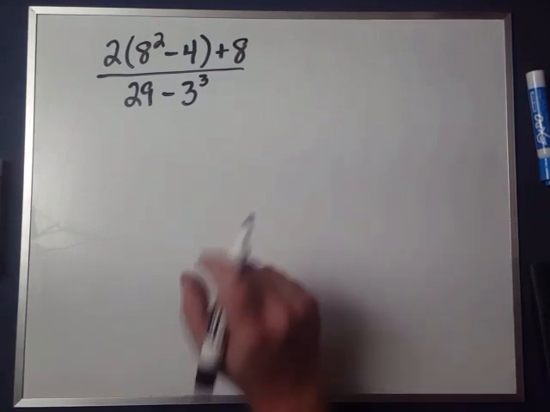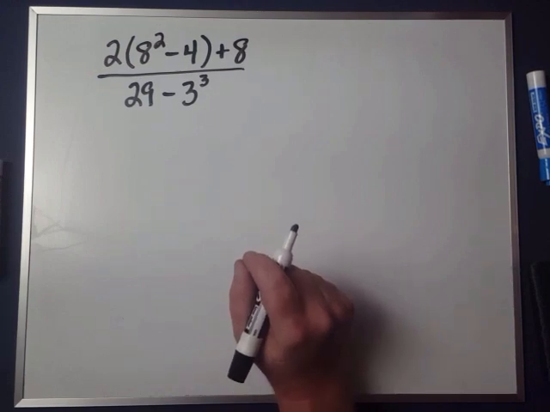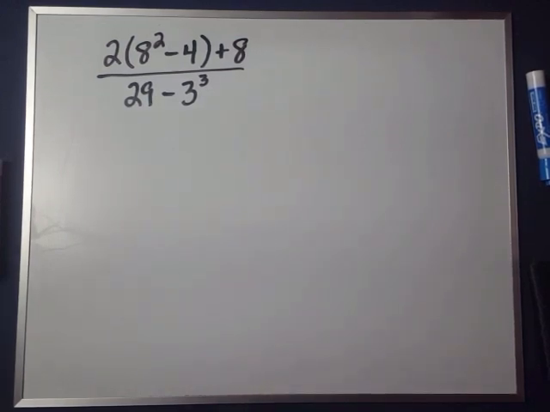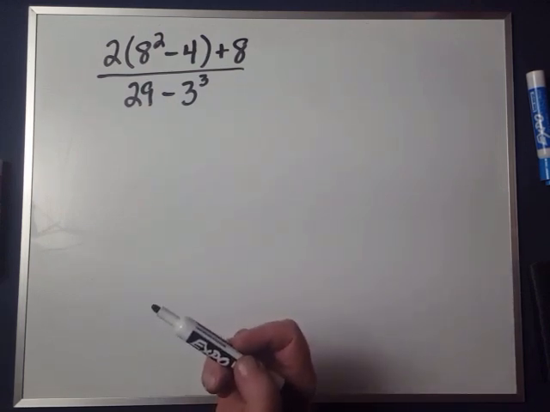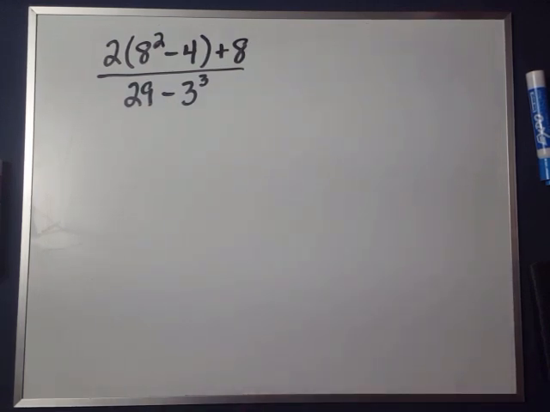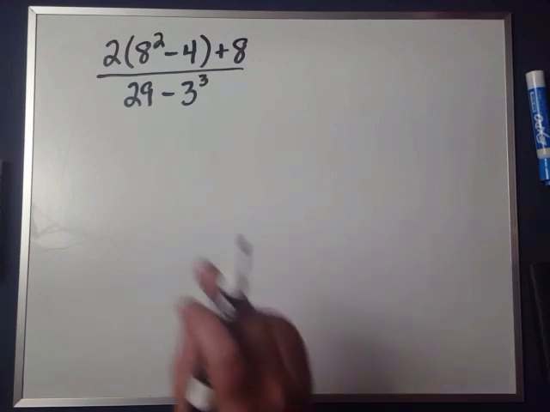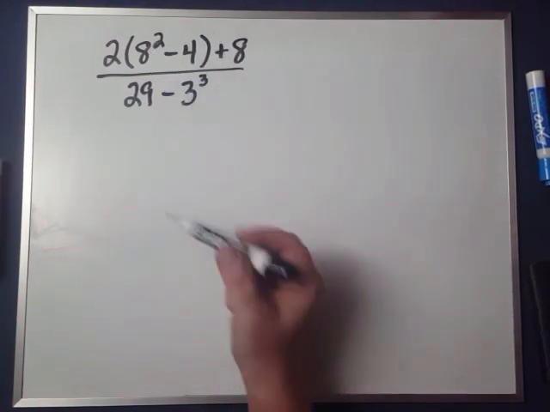All right, we have a big fraction bar here. We know the fraction bar indicates division, but it is also a grouping symbol because we have to work above and below the fraction bar separately. Only when we have it boiled down in the top, boiled down in the bottom, can we then perform the division indicated by that fraction bar. So in the top, what are we going to do first? We're going to work in the parentheses, and in the parentheses we have a power and a subtraction.